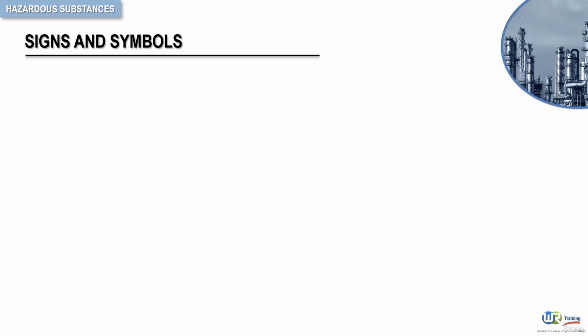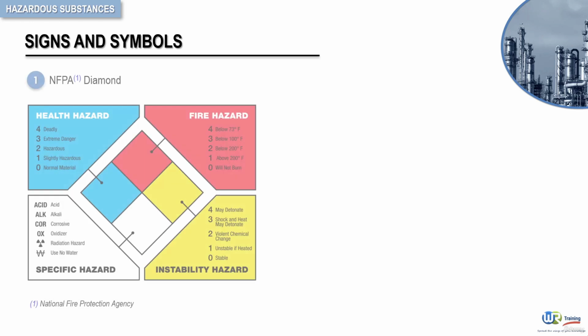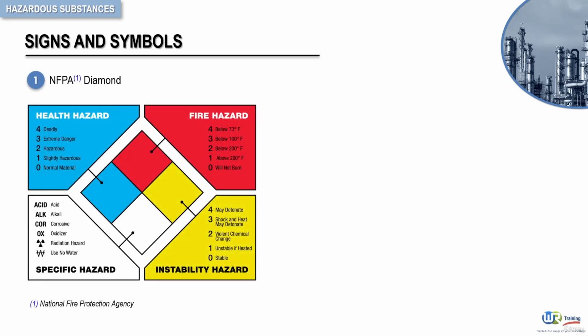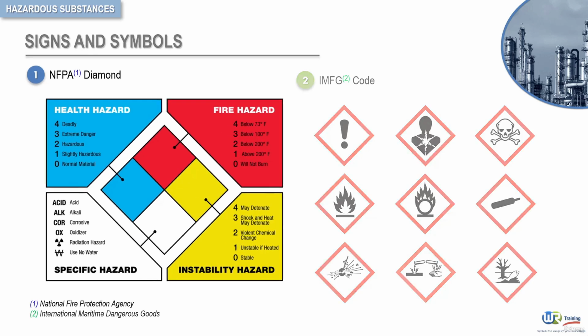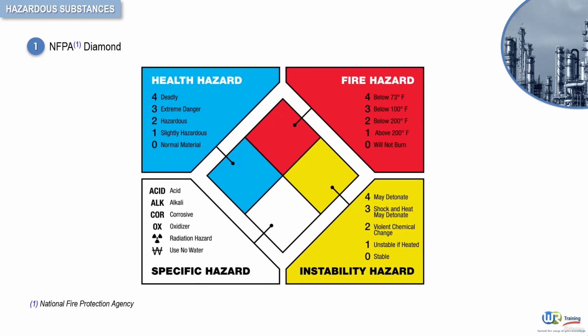2 examples of codes and signs for classification of hazardous materials are provided in this video. These are the National Fire Protection Agency Diamond and the International Maritime Dangerous Goods Code. The latter was discussed in a previous video. Please refer to the video in question in case you need to refresh your memory on these pictograms. The NFPA diamond is self-explanatory.